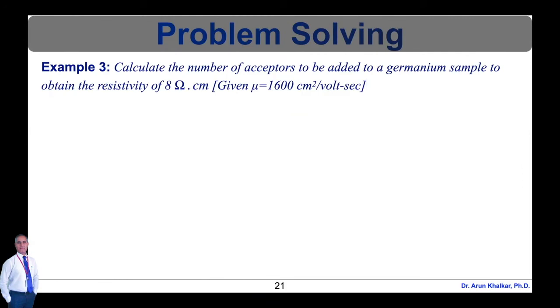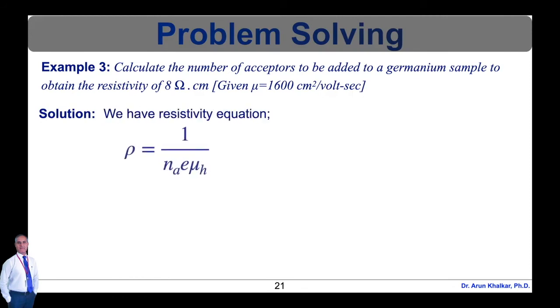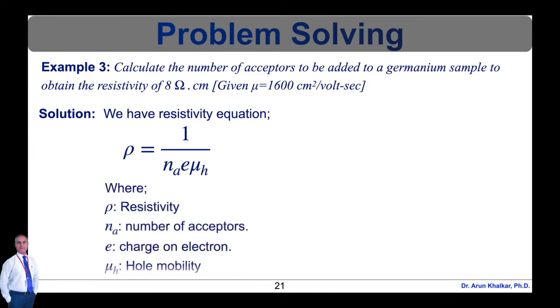Calculate the number of acceptors to be added to a germanium sample to obtain a resistivity of 8 ohm centimeter. Given parameter: mu is equal to 1600 centimeter square per volt second. The solution of this problem is as follows. We have the resistivity equation rho is equal to 1 upon Na e mu h, where rho is the resistivity, Na is the number of acceptors, e is the charge on the electron, and mu h is the hole mobility. Therefore, Na is equal to 1 upon rho into e into mu h, simply rearranging the previous equation.